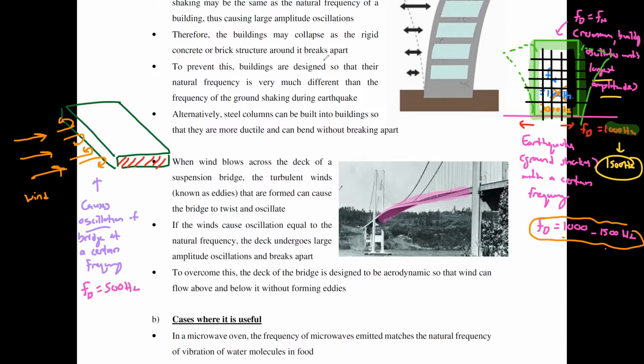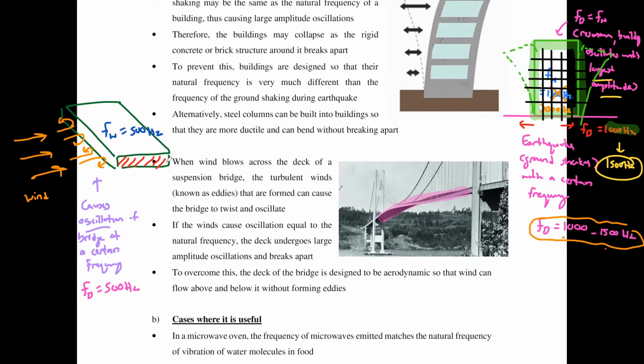So again, your bridge has its own natural frequency. If the natural frequency of your bridge is coincidentally 500 hertz, then in your case here, your bridge will actually oscillate with maximum amplitude. It will actually twist with a very, very large amplitude. When it twists with a very large amplitude, your bridge will actually break apart and collapse.